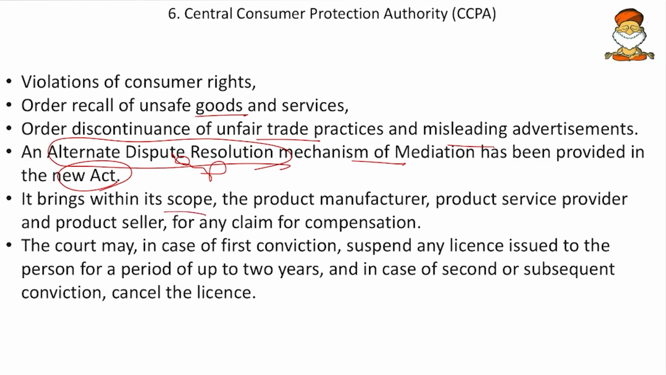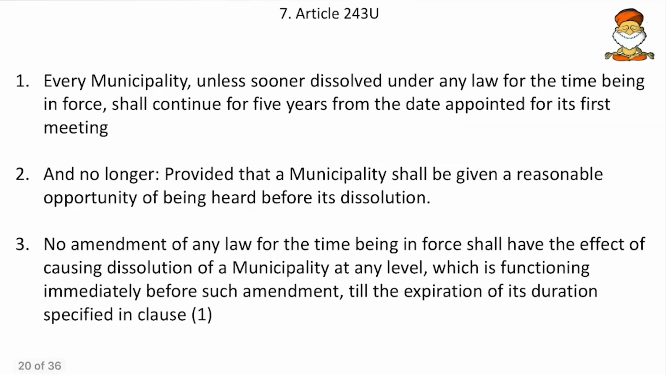Then it brings within its scope the product manufacturer, then the product service provider and the product seller for any claim for compensation. So all stakeholders are involved while awarding compensation. Then the court may, in case of first conviction, suspend any license issued to the person for a period of up to 2 years. And in case of second or subsequent conviction, the license can be cancelled permanently. So initially 2 years, and if the mistake is being repeated, so permanent cancellation of the license. So this is all about the CCPA.